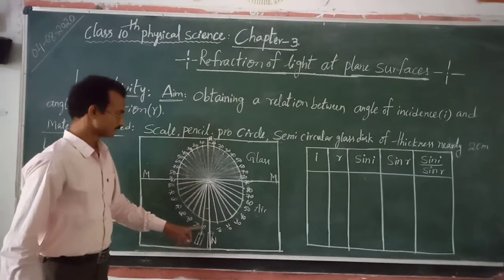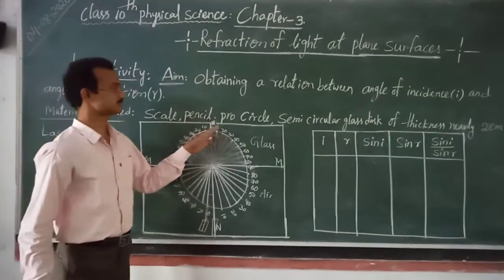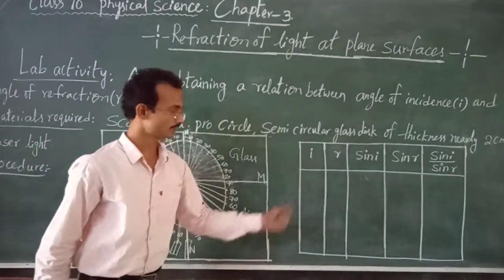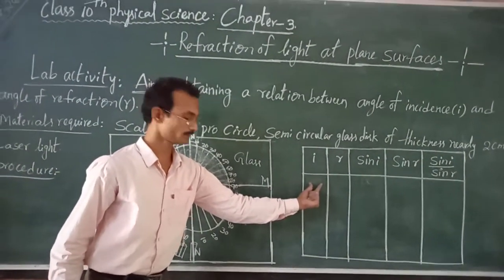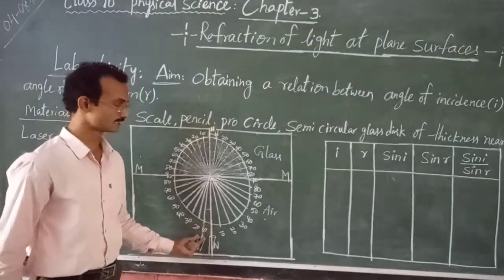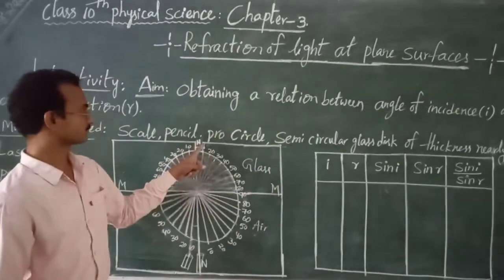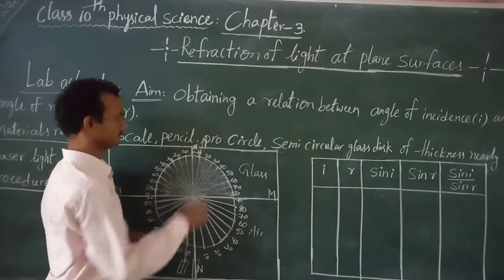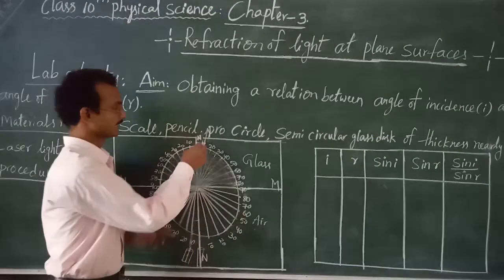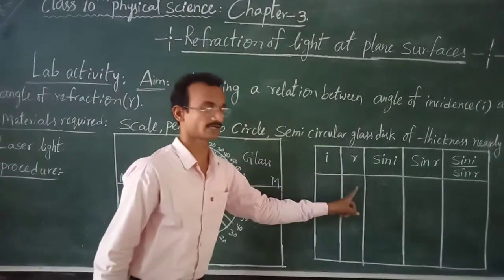For every angle of incidence, measure the angle of refraction value and note down the values in tabular form. I is the angle of incidence. Suppose you are doing this activity with an angle of incidence of 10 degrees, right here, 10 degrees. And look for the angle of refraction. The light comes out of the glass slab, that is, out of the denser medium glass, with a certain angle. Note down the angle as the angle of refraction.